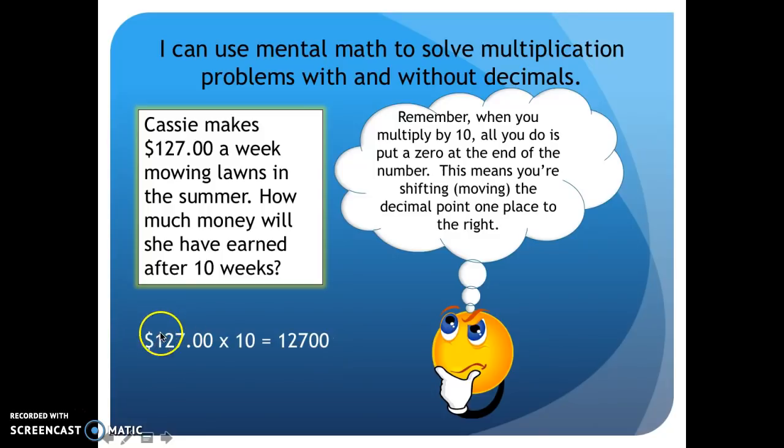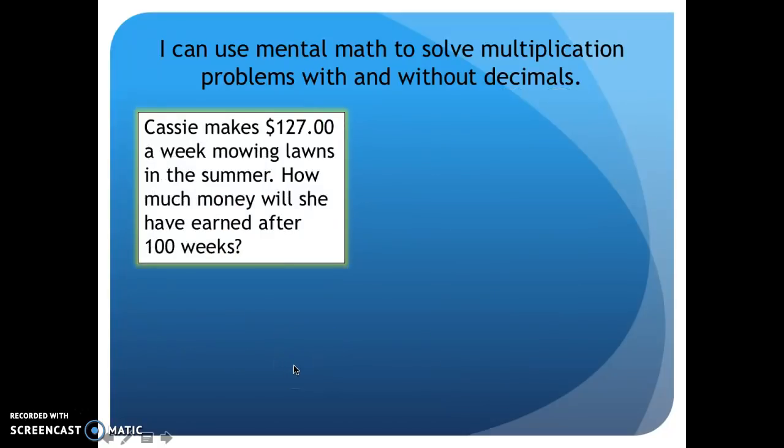Put a 0 at the end of the number. So we have the number 127. If I put a 0 on the end of there, or move my decimal one place to the right, right now it was after the 127, it goes one place to the right, or you could look at it as adding a 0, and that means that after 10 weeks, she has earned $1,270. I'm just throwing that extra 0 in there so it looks like dollars and cents. So there's my 127. There's my 10 added on. So she makes $127 a week, as we know.